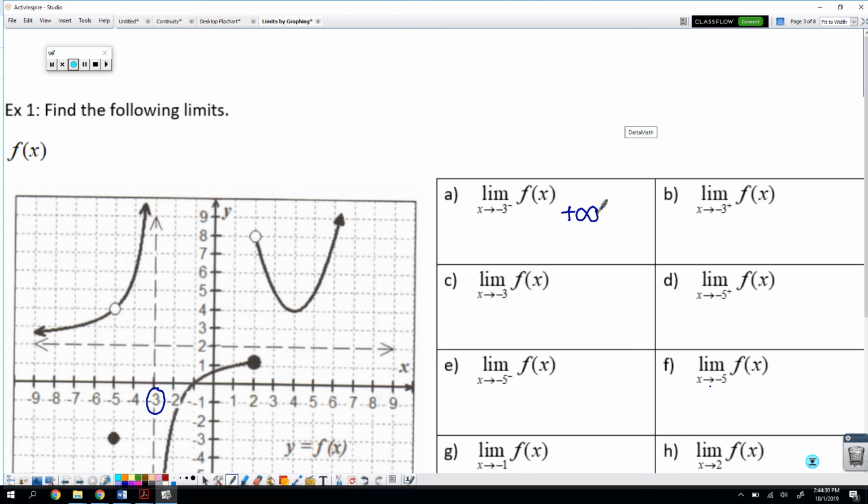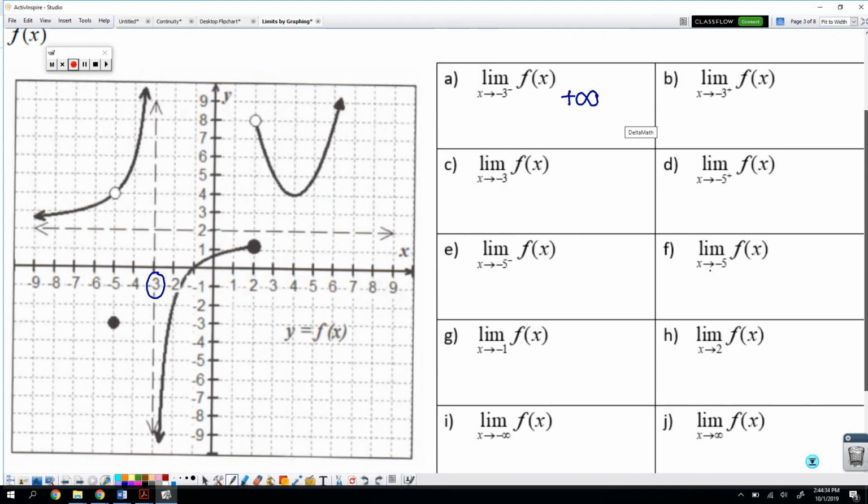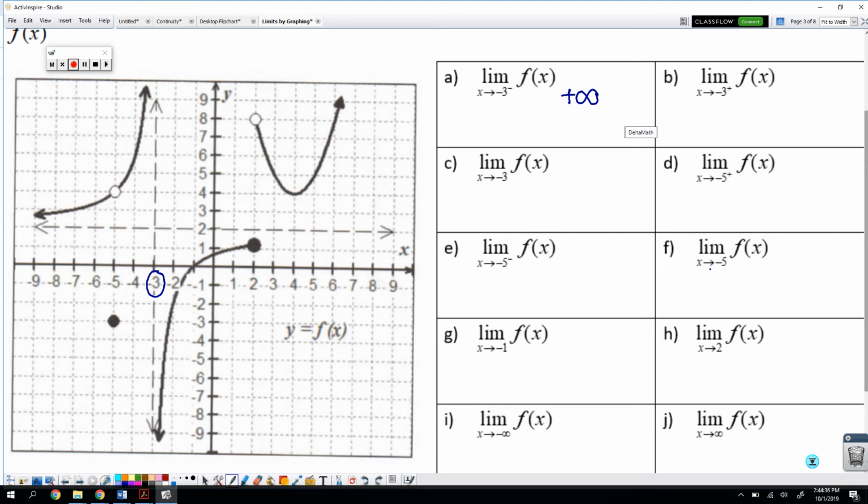Now for -3 from the right side, let me move down a little bit. From the right side of -3, it looks like we have going down, down, down as we get close to -3. So it's going to be negative infinity. Now, because A and B are not the same, from the left for A, from the right for B, letter C is not going to exist because they don't go to the same place.